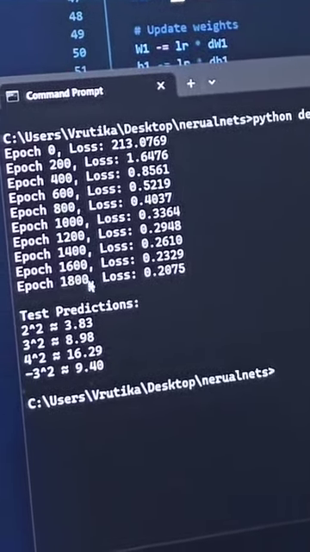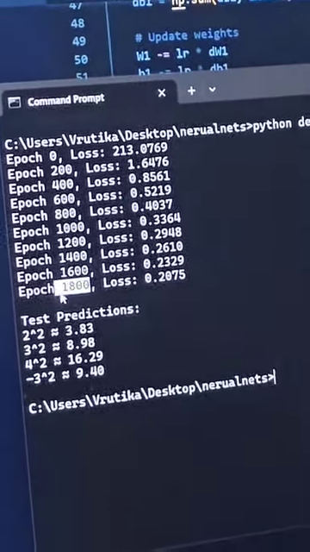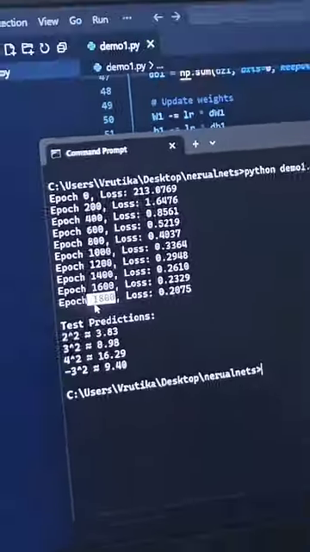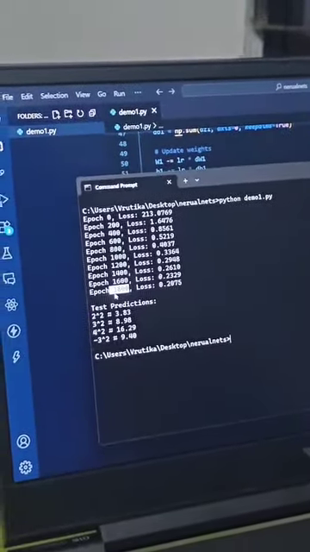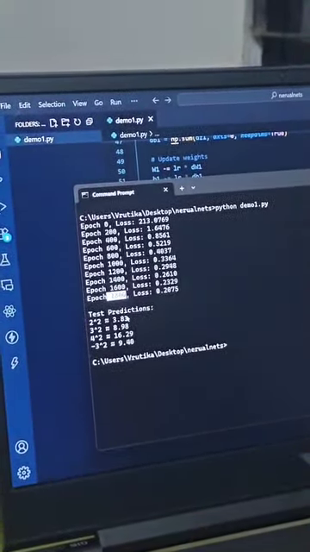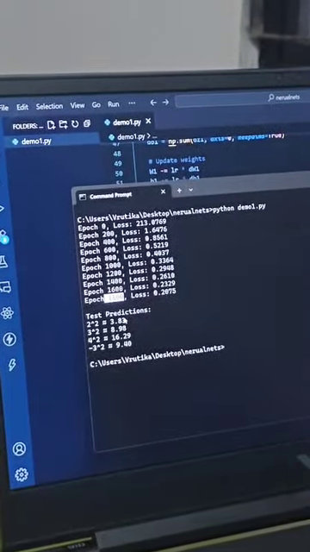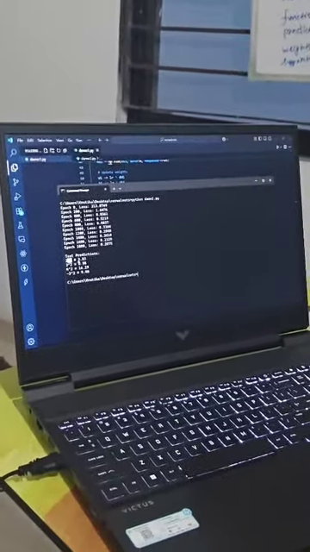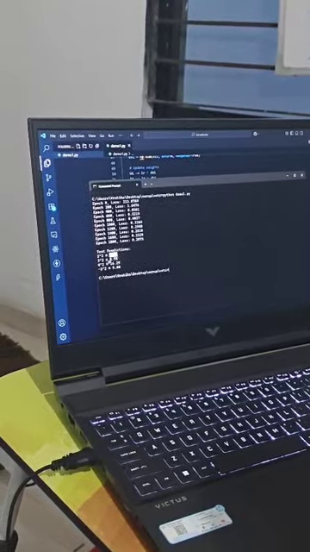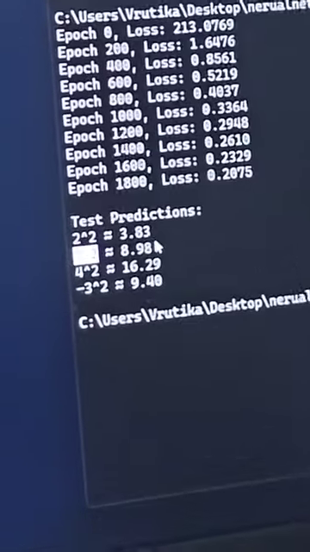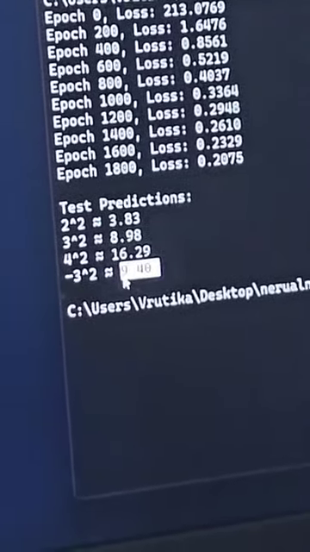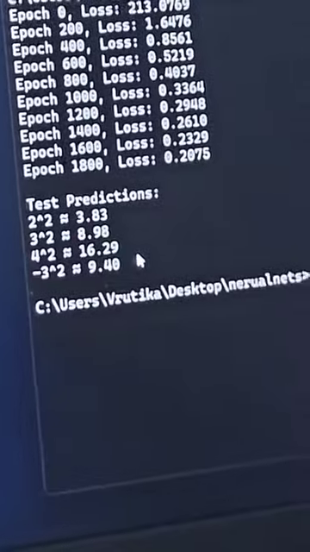Here it's showing 1800 epochs. That means this program iterates over 1800 times with the same function and gradient descent in order to determine the predicted values. In our test predictions we passed input as 2, and the square of 2 it predicted as 3.83, and the square of 3 as 8.9, 4 as 16.29, and minus 3 as 9.40.